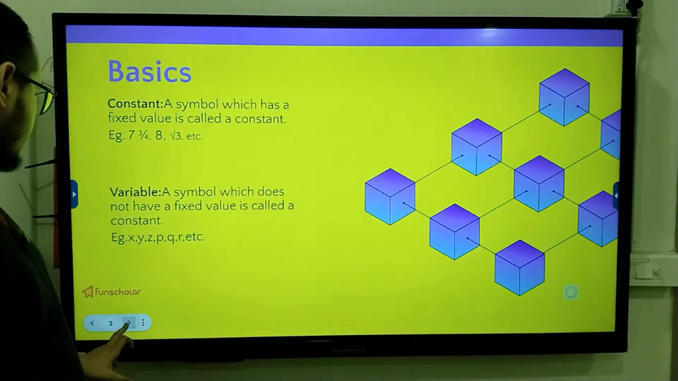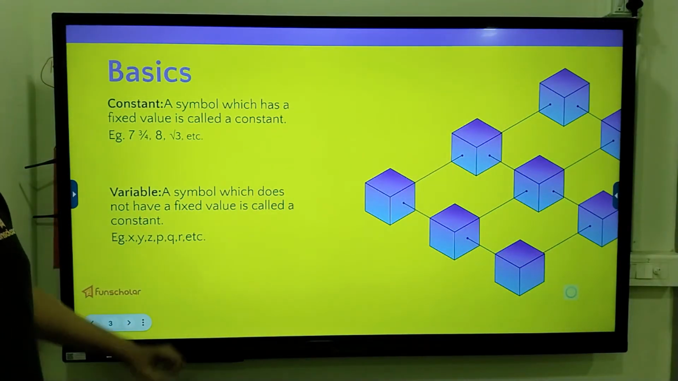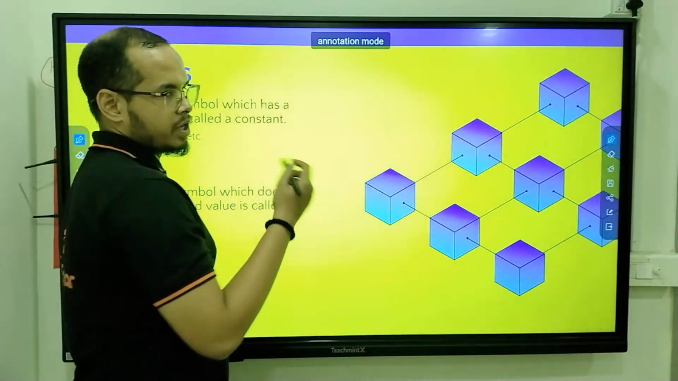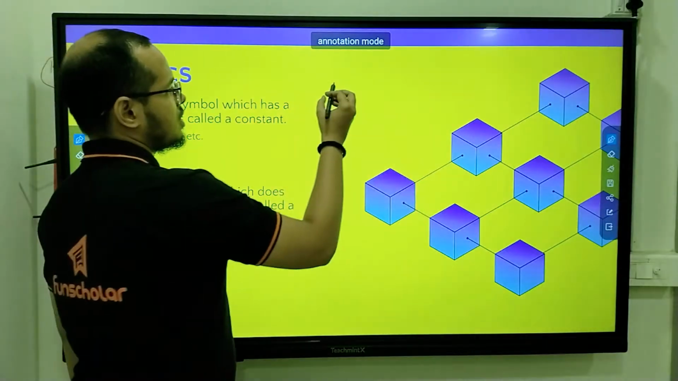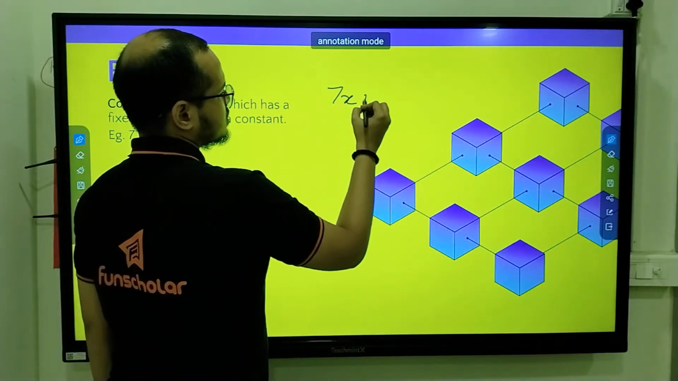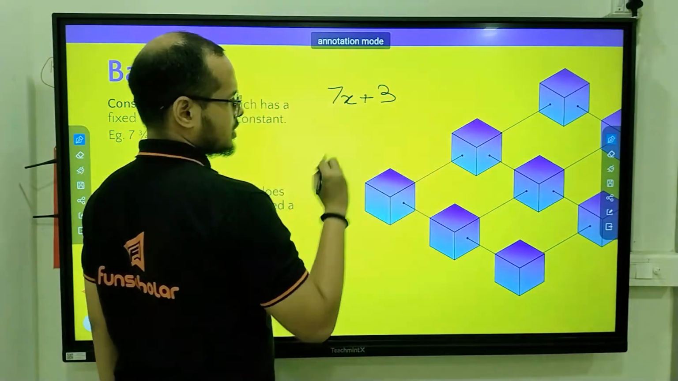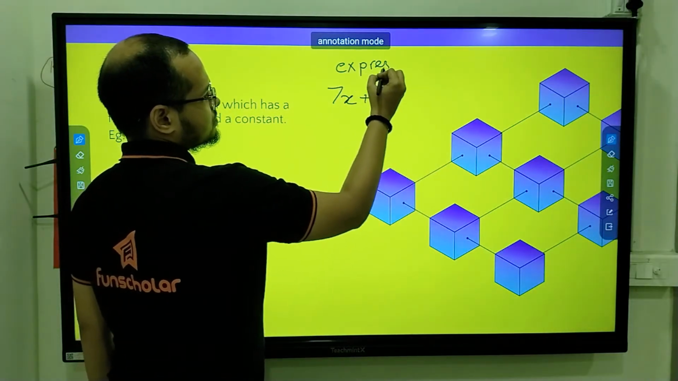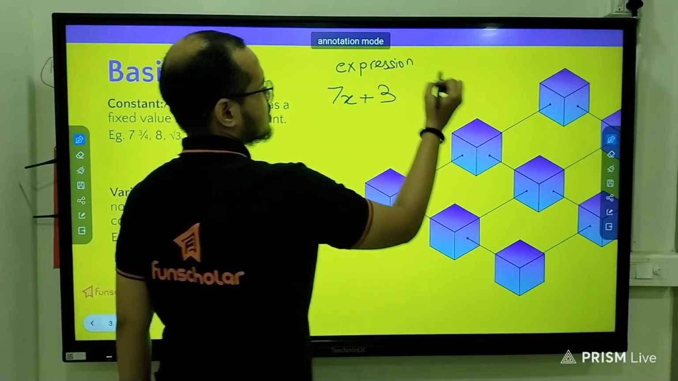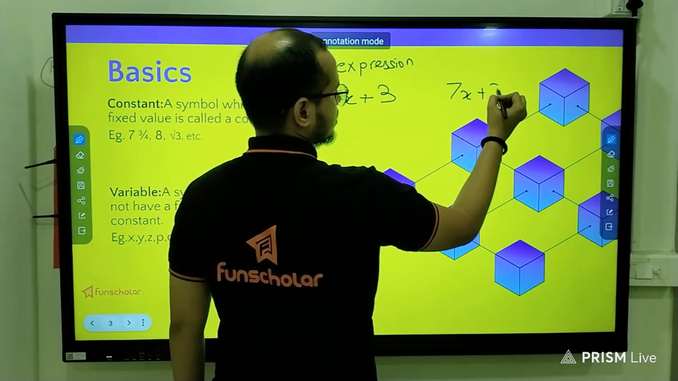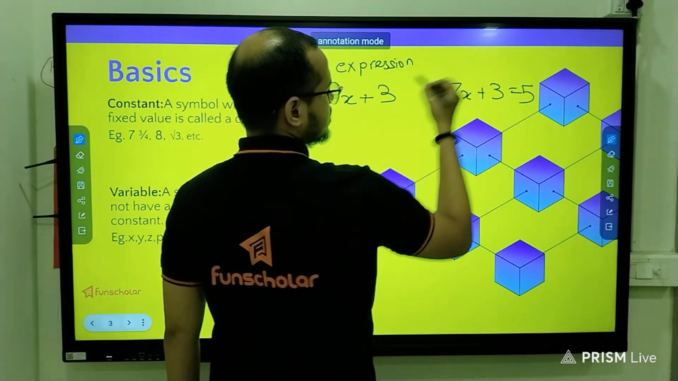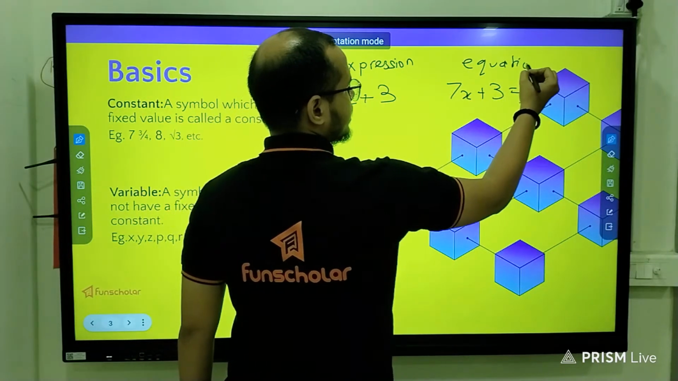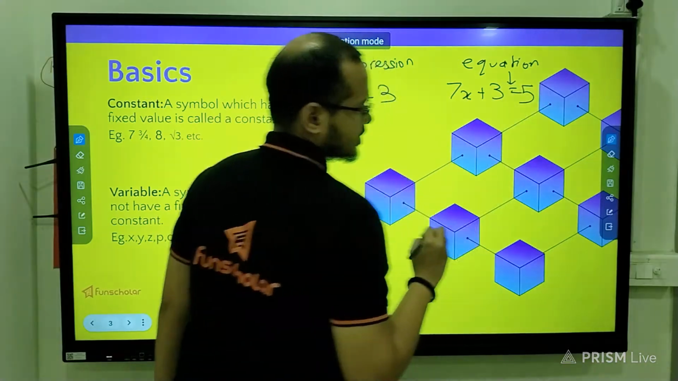Let's continue. There is something known as constant and variable. Let me first write down an equation to make you understand. If I say 7x plus 3, this is an expression. Now if I write 7x plus 3 is equal to 5, this expression becomes an equation. Why equation? Because there is an equal to sign present here.